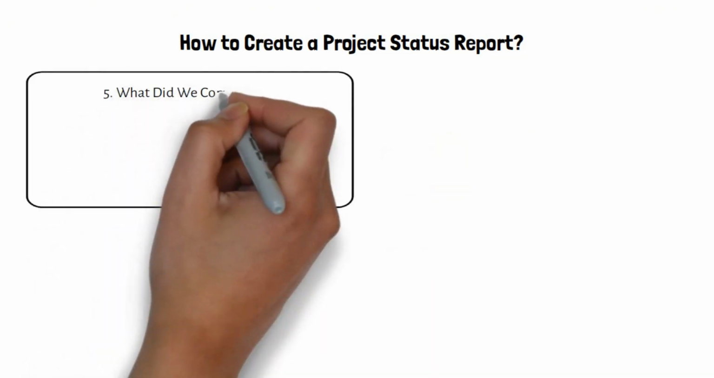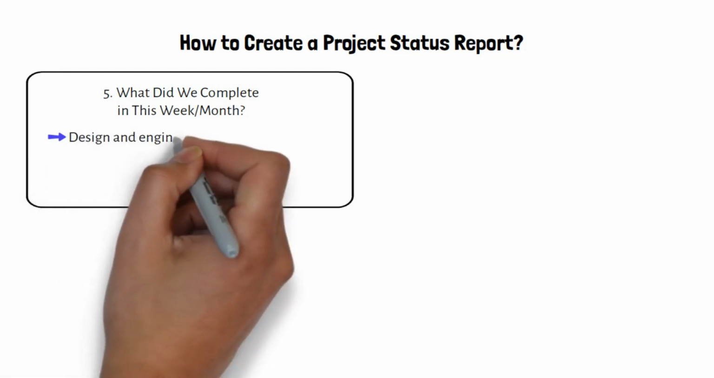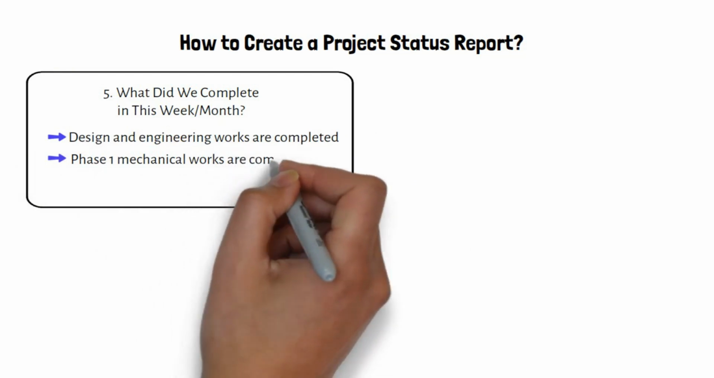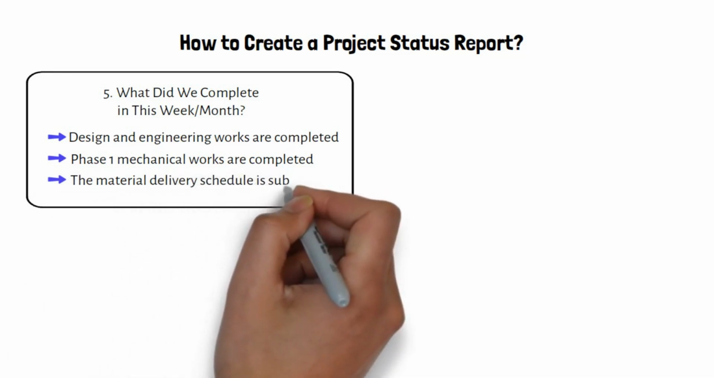5. What did we complete in this week/month? In order to keep this report short and effective, list the items in bullet format. For example, design and engineering works are completed. Phase 1 mechanical works are completed. The material delivery schedule is submitted.